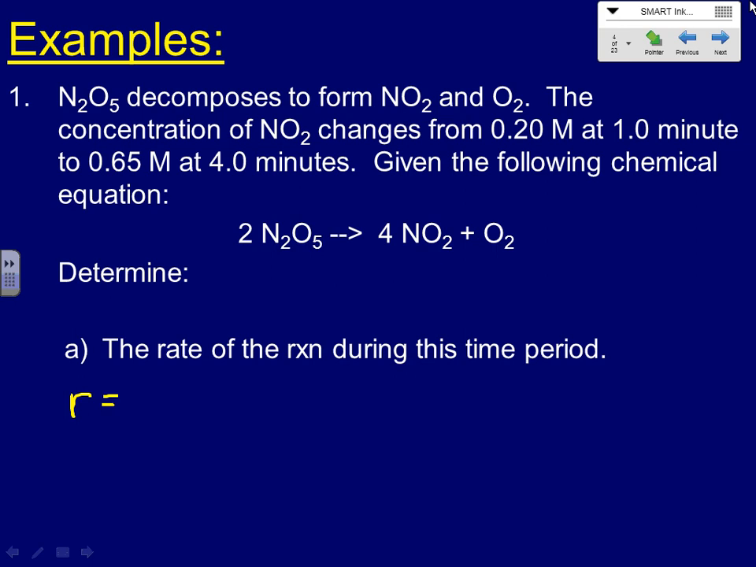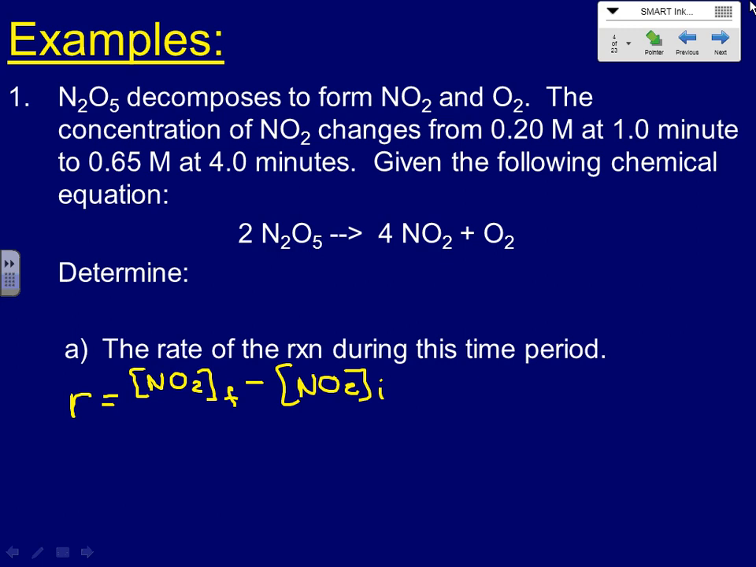So if I'm going to write this out very rigorously, it's the concentration of NO2 final, and I'll put an F instead of 2. Sometimes I can use 2 and 1, final and initial, but I'll use final and initial because I've got 2's all over the place, all right? Minus the concentration of NO2 initial. It doesn't matter in this case.